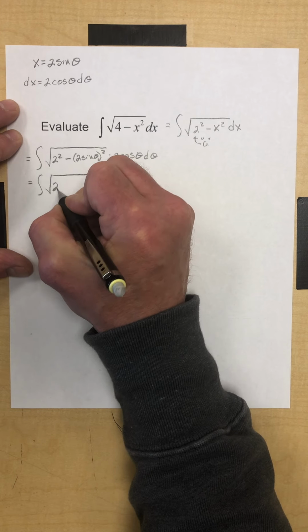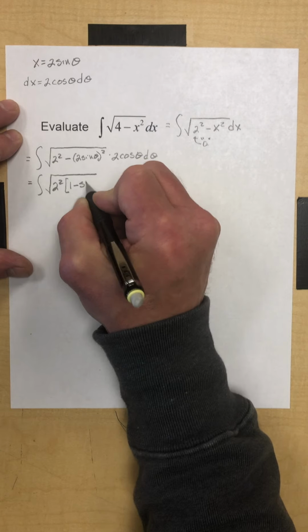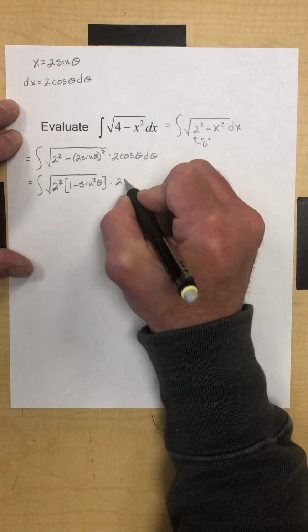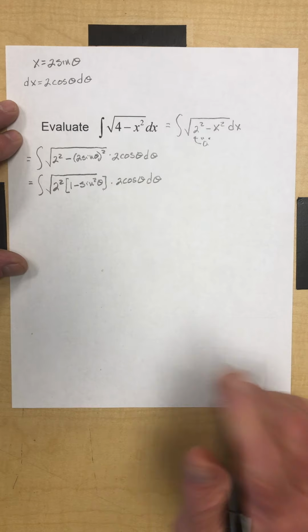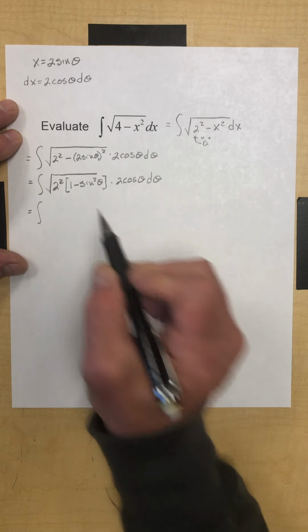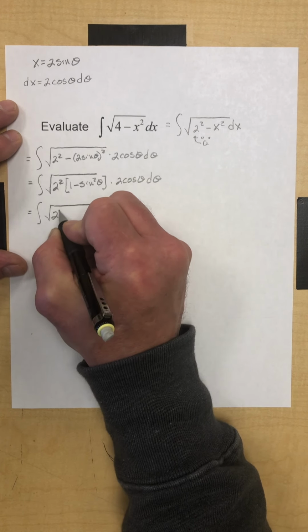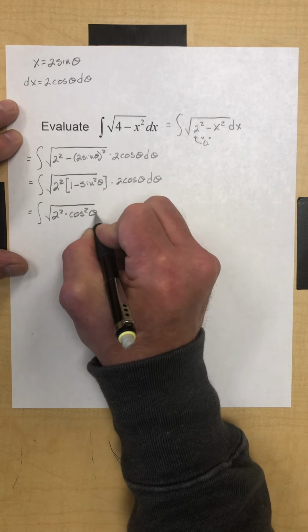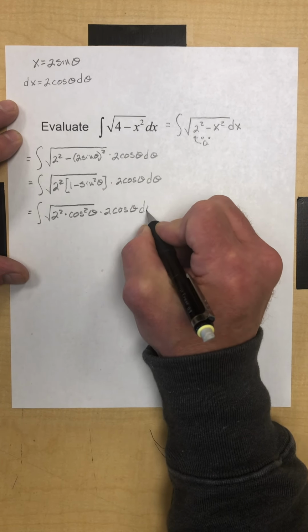Okay, so I pull that away. 2 squared times the quantity of 1 minus sine squared theta times this 2 cosine theta d theta. Now notice my radicand here is a perfect square, because that would be 2 squared times, using your Pythagorean identity, cosine squared theta times our 2 cosine theta d theta.